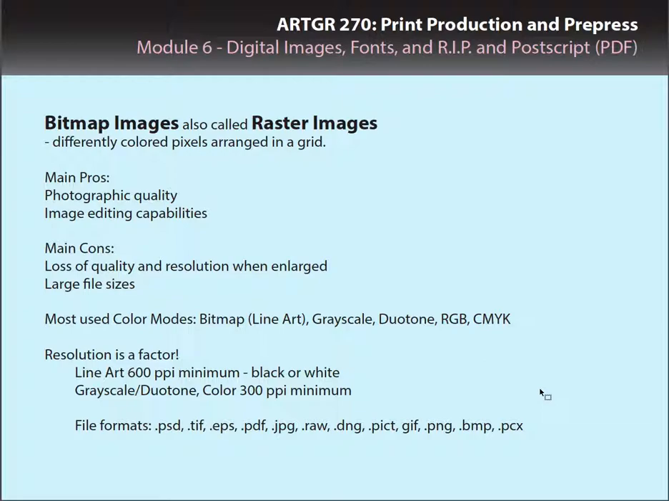So file formats for raster and bitmap images include Photoshop file, PSD, Photoshop document, TIFF file. TIFF stands for tagged image file format, but to reduce it to the 3-letter suffix is just TIFF. EPS, which is encapsulated postscript. PDF is portable document file. JPEG is Joint Photographers Group.